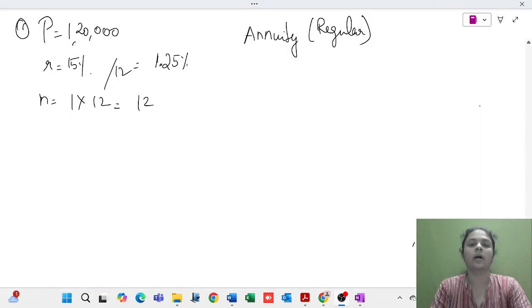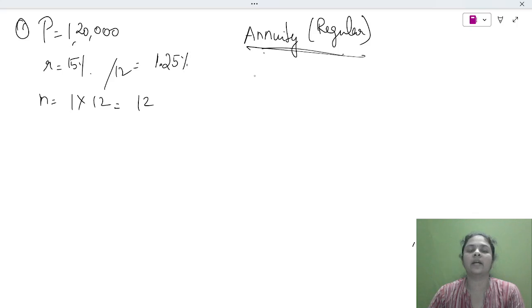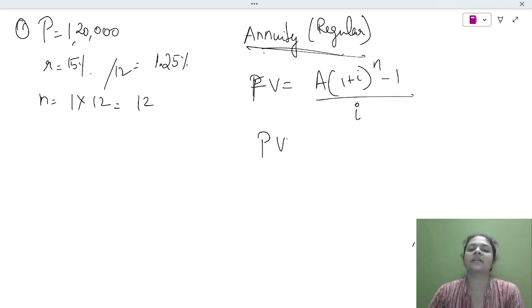So now they are asking us annuity regular. Now what is the formula for annuity regular? Future value is equal to A into 1 plus I the whole power n minus 1 divided by I, and present value is equal to future value divided by 1 plus I the whole power n. So now we have the present value.